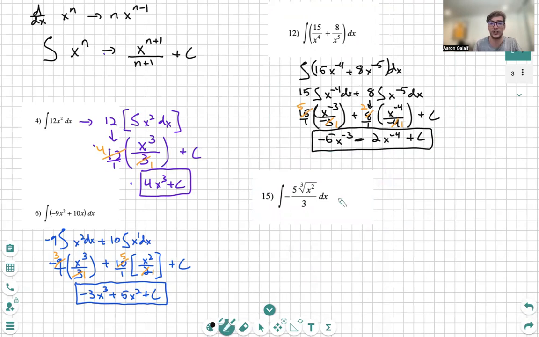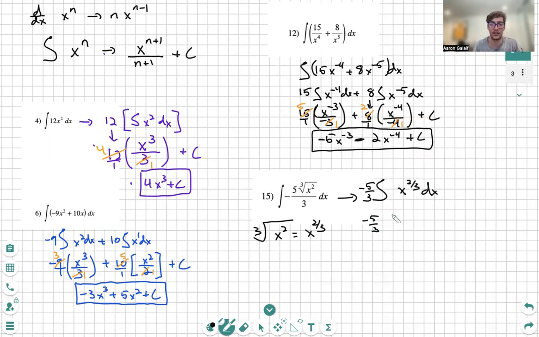First, it is a good idea to rewrite this in a fractional exponent and bring out the coefficient. So I bring out the -5/3, and I'm going to rewrite the cube root of x squared as x to the 2/3. So x to the 2/3 dx. The -5/3 just stays there.